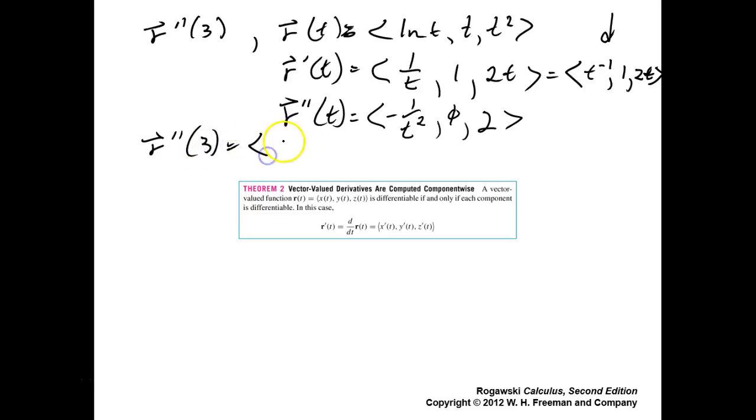Is what? Negative 1/9, 0, 2. Very good. Let's see if the book got, yeah, they got it right too. Good for them. Okay. Now, that's how you take vector value derivatives. I'll leave it up there a little bit.